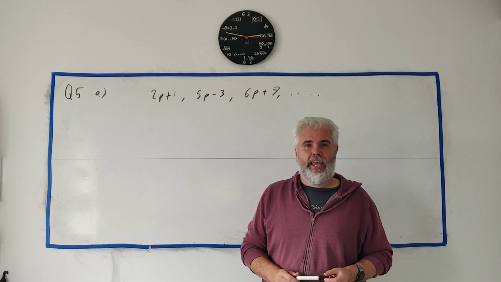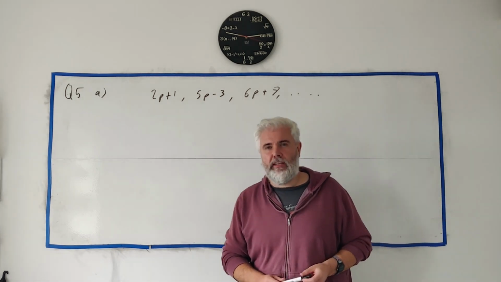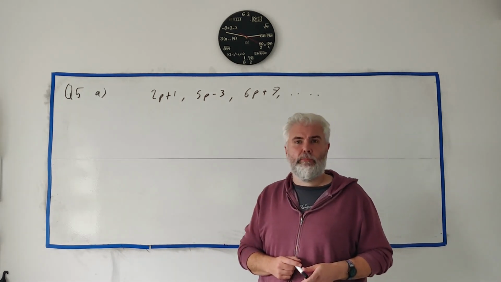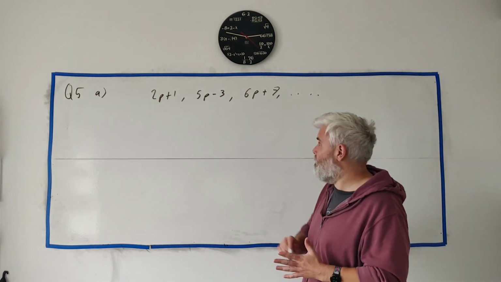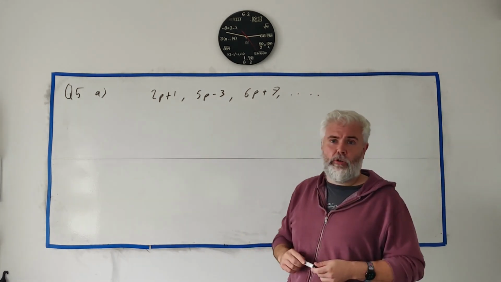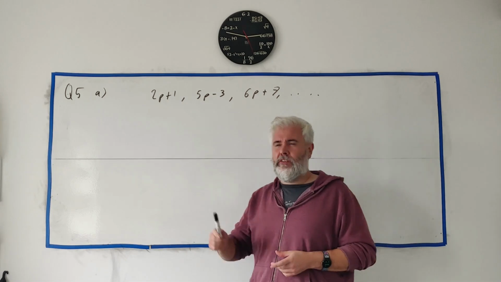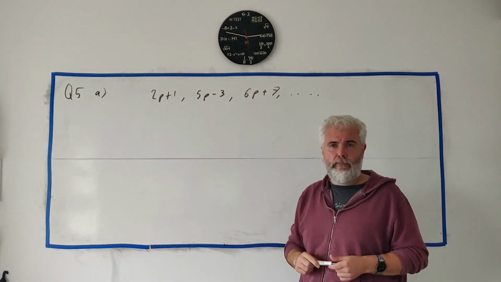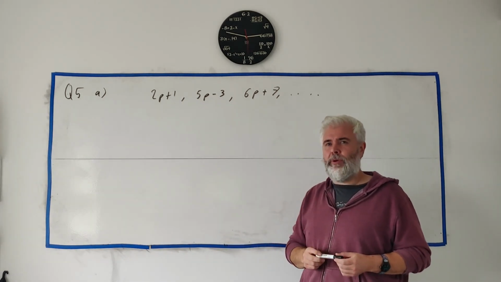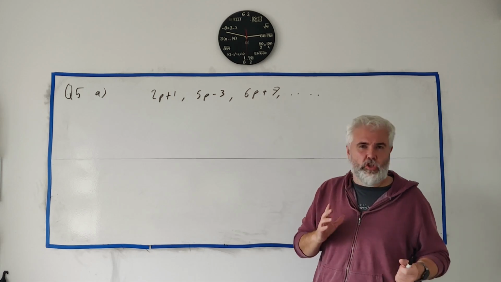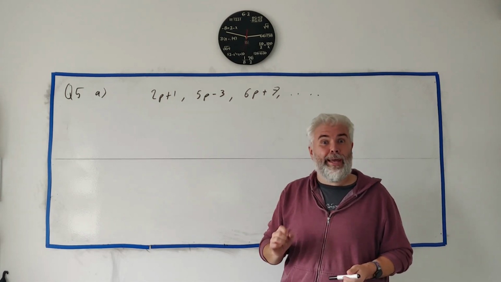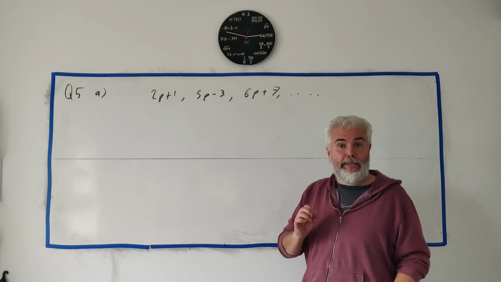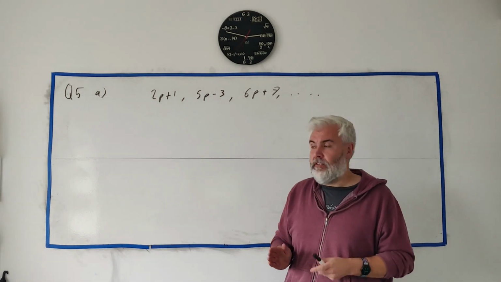In question 5, part A, they give us the first 3 terms of an arithmetic sequence. These 3 terms I've written up here. And they ask us to find the value of p. Now the important piece of information they give us that some students could have missed was the word arithmetic. Arithmetic means there's a common difference.